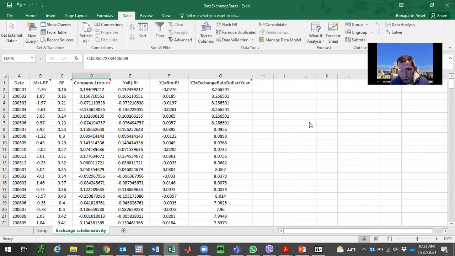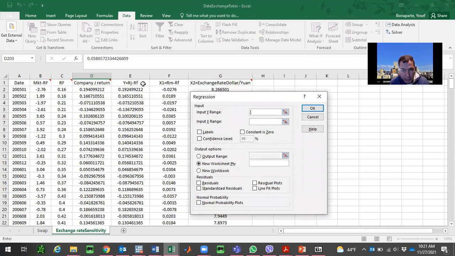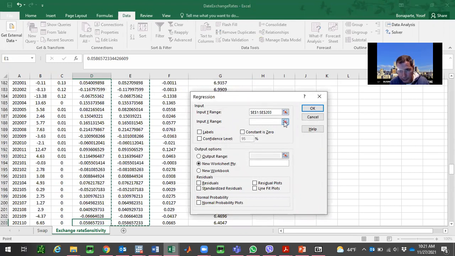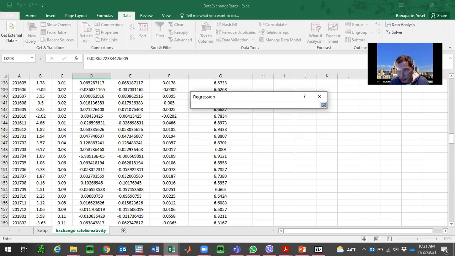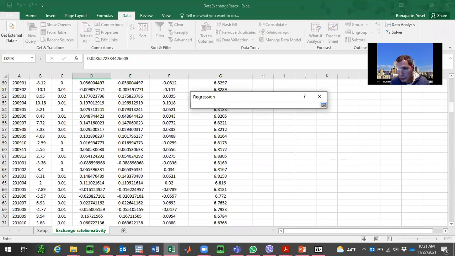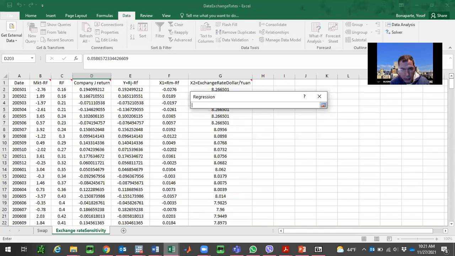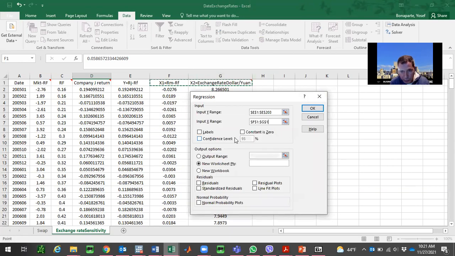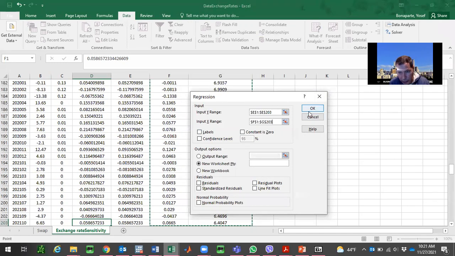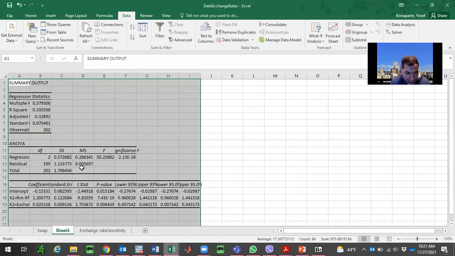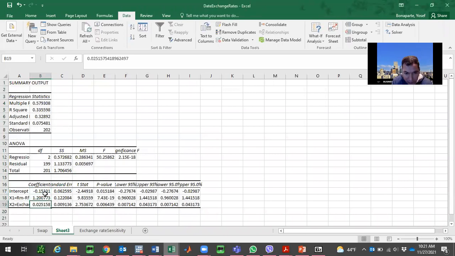Data, regression, okay. That's our Y. These two are X's. Now here you have to put labels. So let me do the X's first. Okay. Now you have to put labels. And then constant is 0? No, keep the constant non-zero. If it's 0, it will be forced to zero by itself. Okay, I'm done. So this is our sensitivity.